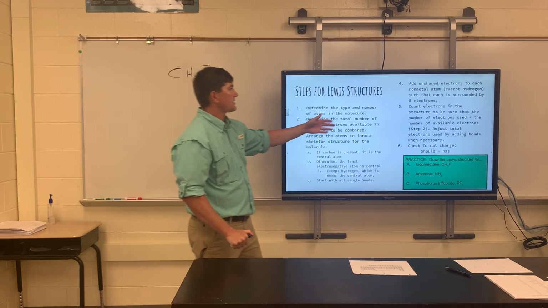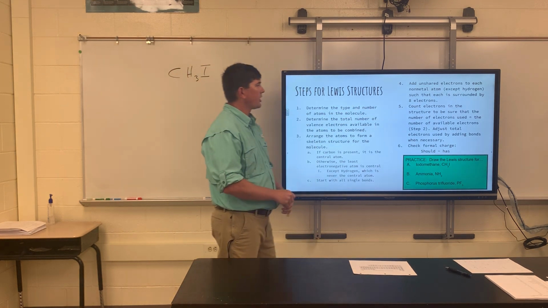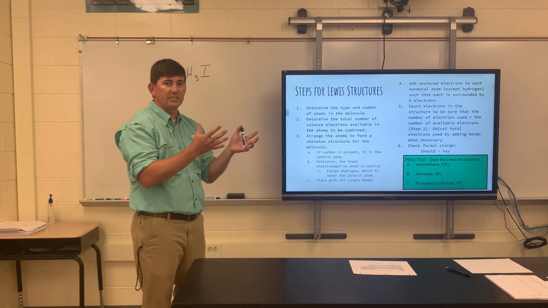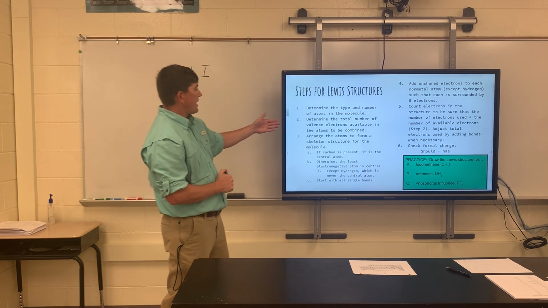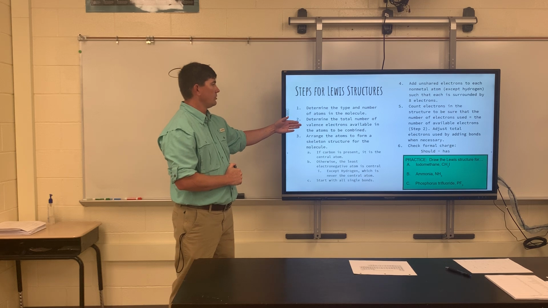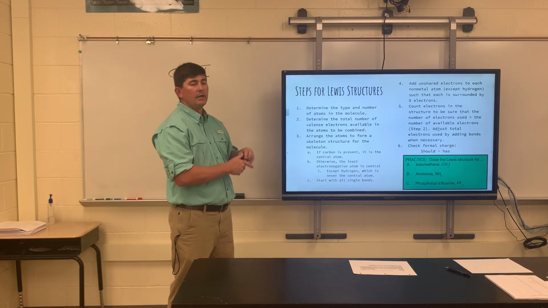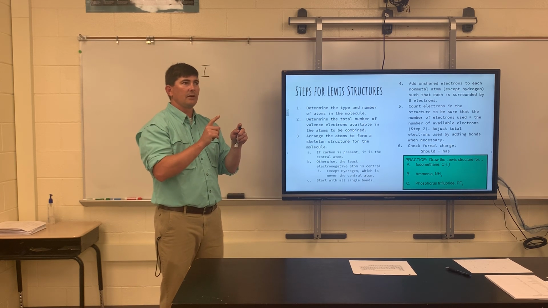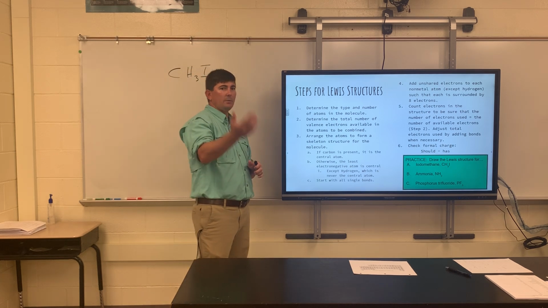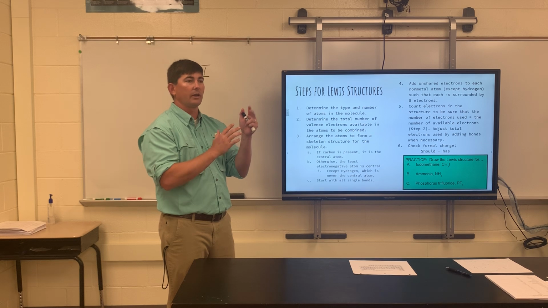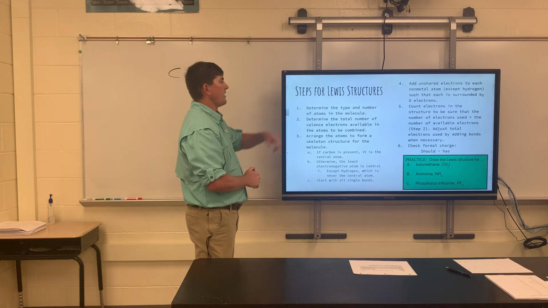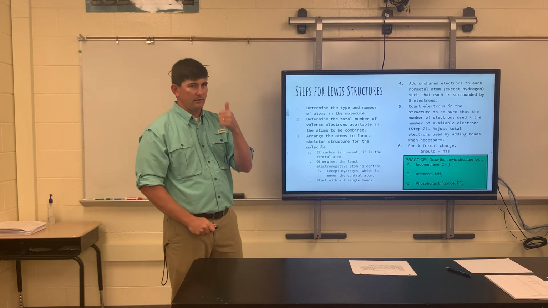All right? The next thing we would do is count the total number of electrons that we used to do that, and we're going to come back and look at the number that we're supposed to use, that we calculated here in step 2, and see if that's the same. If it's not the same, if I used too many electrons or too few electrons, then I've got to adjust and figure out what I did wrong and how to fix it. Okay? If it is the same, then I'm good.